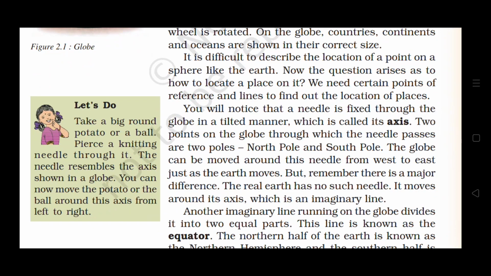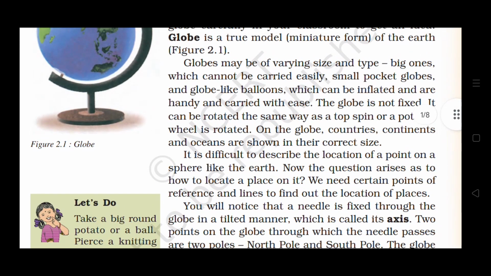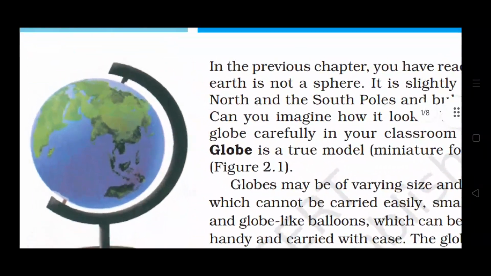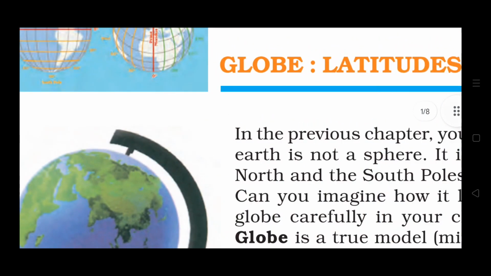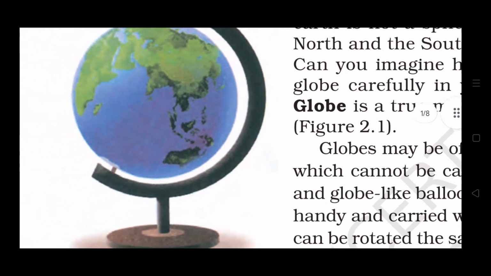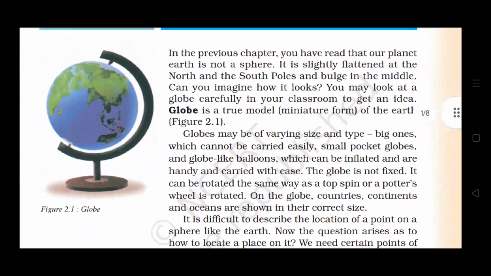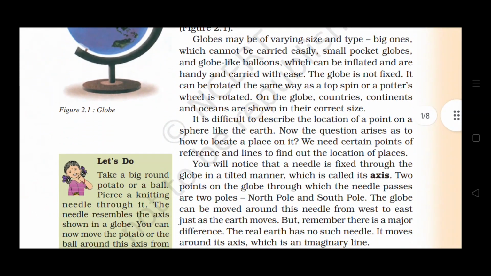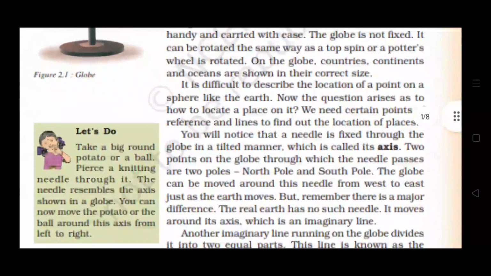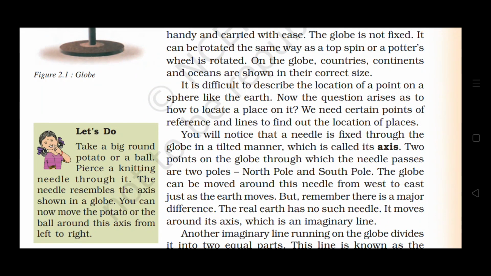You will notice that a needle is fixed through the globe in a tilted manner, which is called its axis. We have a supporting structure in the center of the globe. If you notice on the top and on the bottom of the globe, there is a needle-like structure which supports the globe. This structure has a special name, which is called the axis. The two points on the globe through which the needle passes are the two poles.